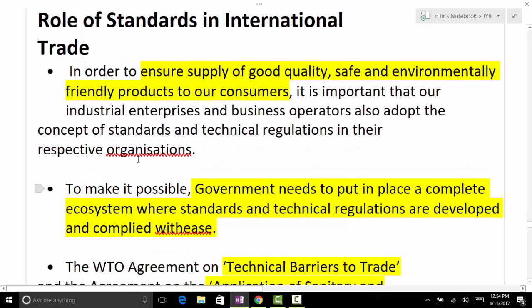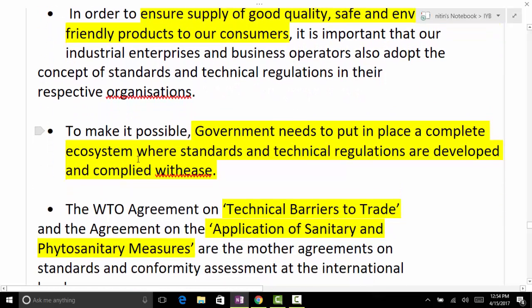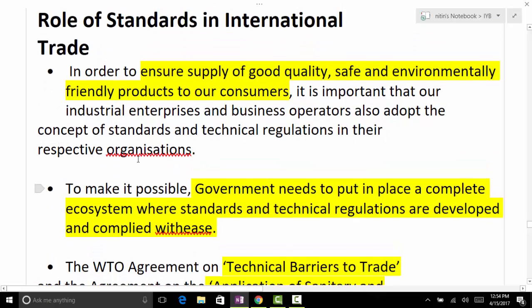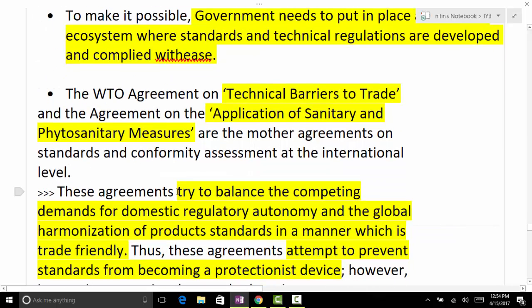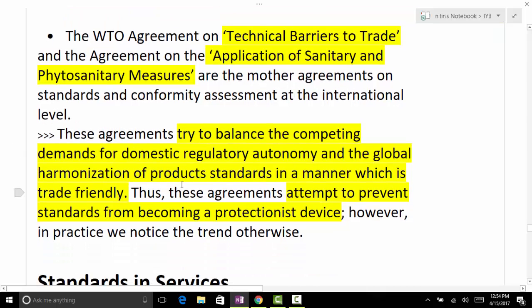Those kinds of international standard measures also encourage trade according to those international standards. The objective, you see, is to balance the competing demands for domestic regulatory autonomy and global harmonization of product standards in a manner which is trade friendly. It attempts to prevent standards from becoming a protectionist device.